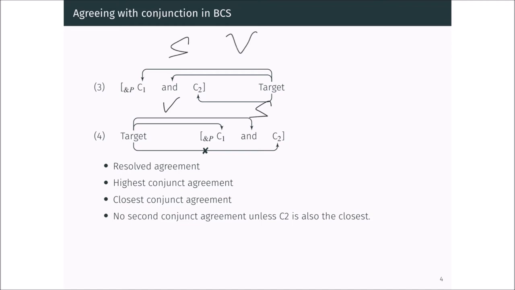Either it agrees with the NP, which is the resolved agreement, or it agrees with the highest conjunct. For SV order, it's the first conjunct. For VS order, it's also the first conjunct. Or the closest conjunct. For SV, it's the second conjunct, but for VS, it's still the first conjunct. Notice that in VS order, you cannot agree with the second conjunct, because it's not the highest conjunct nor the closest conjunct. There are essentially two kinds of approaches to account for this pattern in BCS.